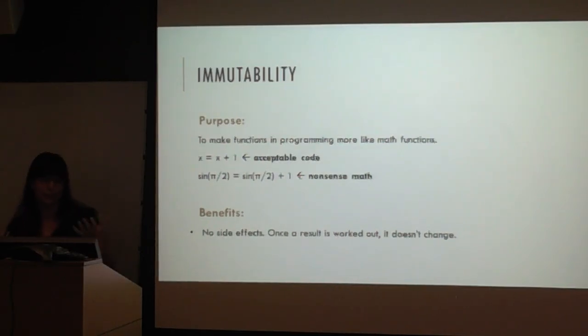In programming, x equals x plus 1, that's totally reasonable, that's totally fine. That is the source of a lot of bugs. You go to check on a variable later, and it's not what you think it is because you're an idiot.